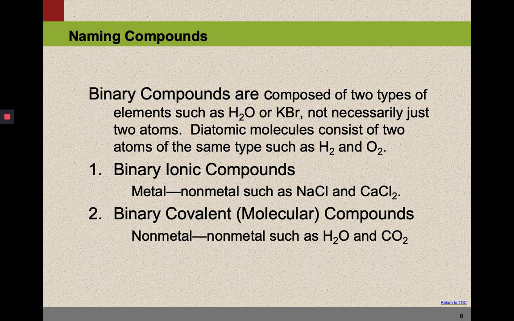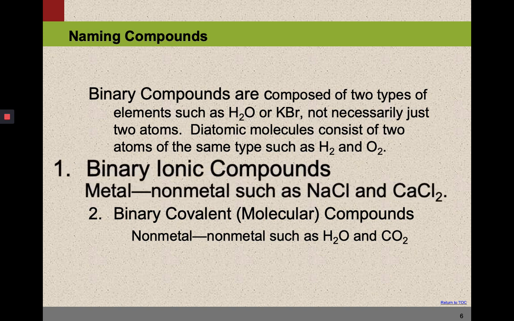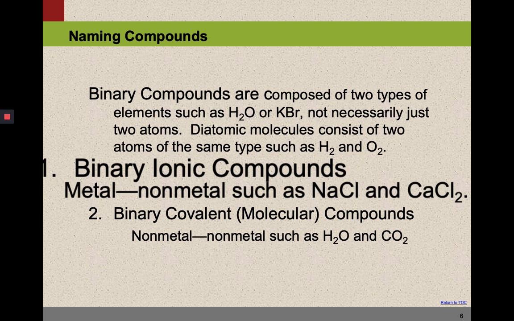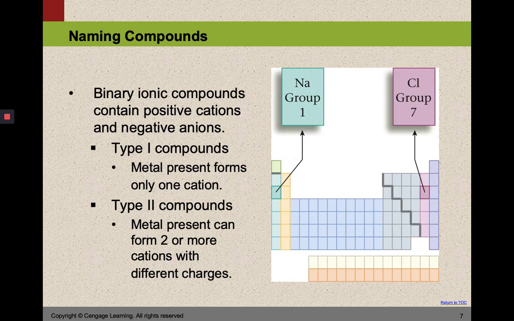Now there are two types of binary compounds. First is the binary ionic compound, which is composed of a metal and a non-metal, and there is type 1 and type 2 under this classification. There are also binary covalent or binary molecular compounds, which are composed of non-metals such as H2O and CO2, and these are very familiar elements, water and carbon dioxide. So for this part of the lecture, we will focus on binary ionic compounds, okay, composed of metal and non-metal. So binary ionic compounds, they contain positively charged cations and negatively charged anions.